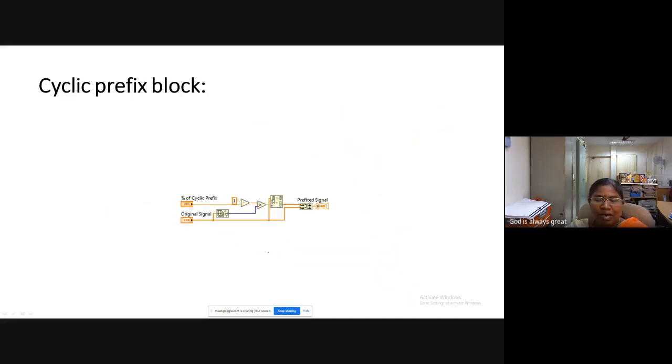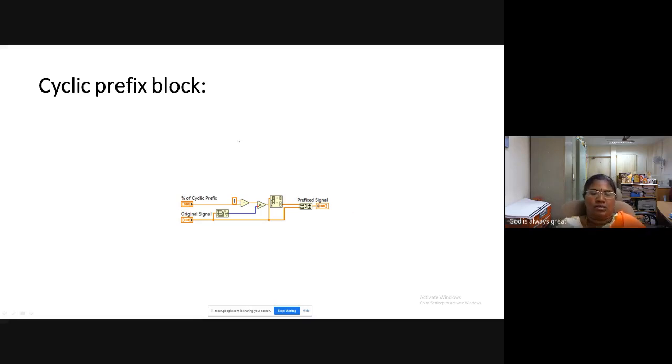Next, we need to add cyclic prefix to the block. I already told you what the need for cyclic prefix is. Here, LabVIEW gives the advantage of choosing the percentage of the signal to be added as cyclic prefix, whether 10% of it, 20% of it, 30% of it, 50% of it. Like that you can add any amount of signal as a cyclic prefix.